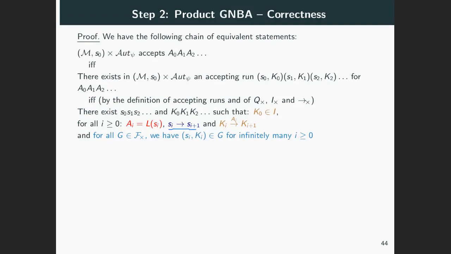the states Si transit between each other in M. The states Ki transit between each other through the Ais in aut psi. K0 is initial in aut psi. Each Ai is in the labeling of Si in M. And also, the acceptance condition holds, in that infinitely many pairs Si, Ki are in every accepting set G of the product automaton.